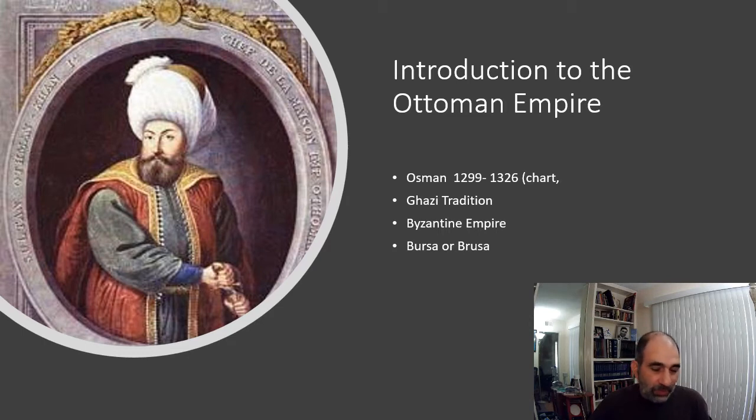Again, for those of you in my class, there's a chart in your module that lists all the Ottoman sultans. Here on this first slide, you have the first Ottoman, Osman, from 1299 to 1326. As always, you never need to memorize the dates. I just put the dates so you have them for reference. As long as you know circa 1300 AD and you get them all in the right order, you're going to be good.